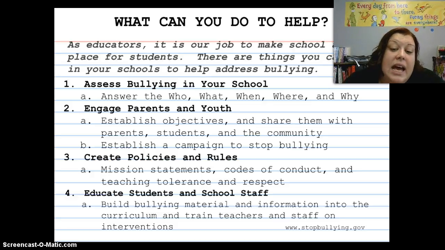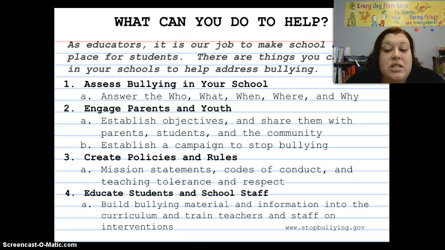And finally, educating students and school staff. This kind of goes along with teaching tolerance and respect. You can build bullying material easily into your curriculum. It's a great thing to do during social studies time and talk about those types of things.